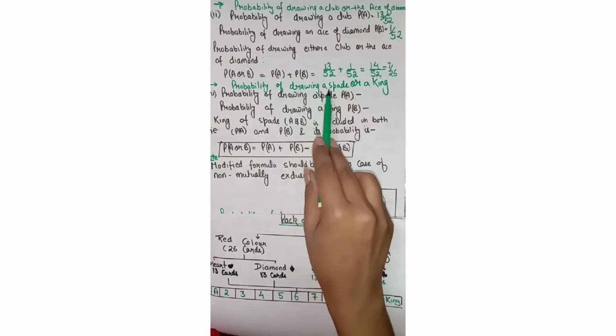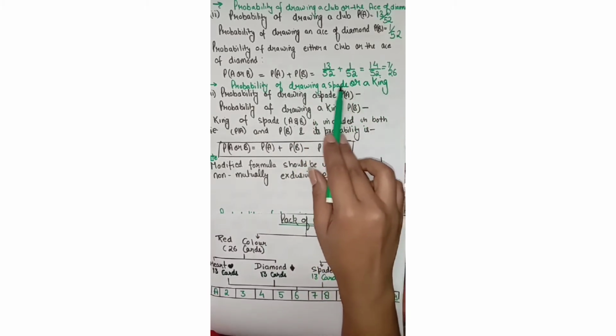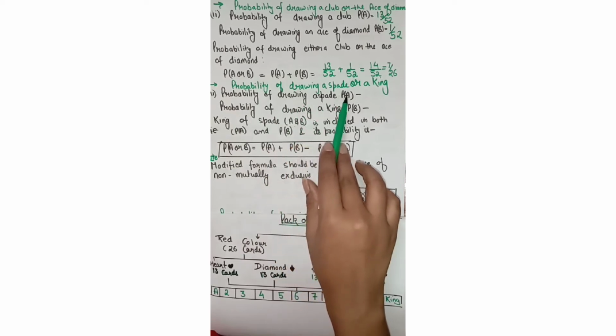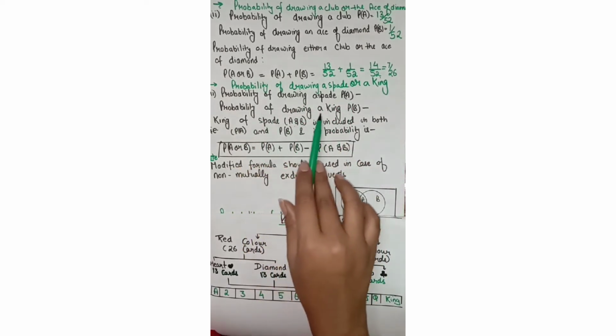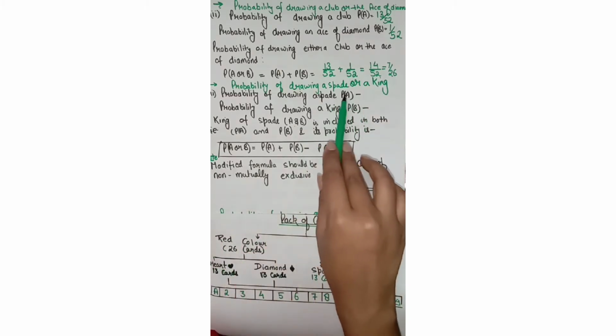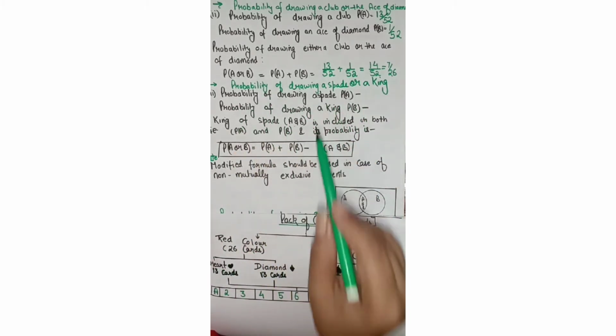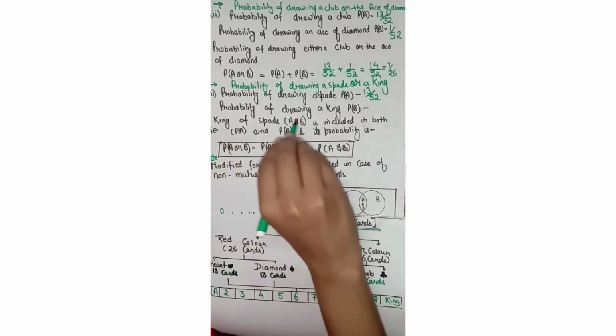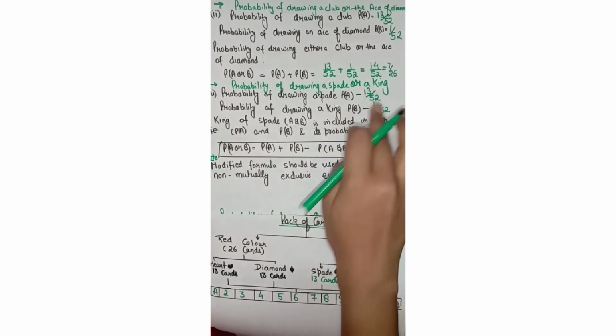The next problem is the probability of drawing a spade or a king. For this we are going to disintegrate into two parts. Probability of drawing a spade is termed as probability of A, and probability of drawing a king is probability of B. How many spades do we have? 13 cards as the favorable events, divided by the total number of events. And the probability of drawing a king, how many kings do we have? 4 kings upon 52. So this is clear, but there is one problem, that we have one king which happens to be the spade one.